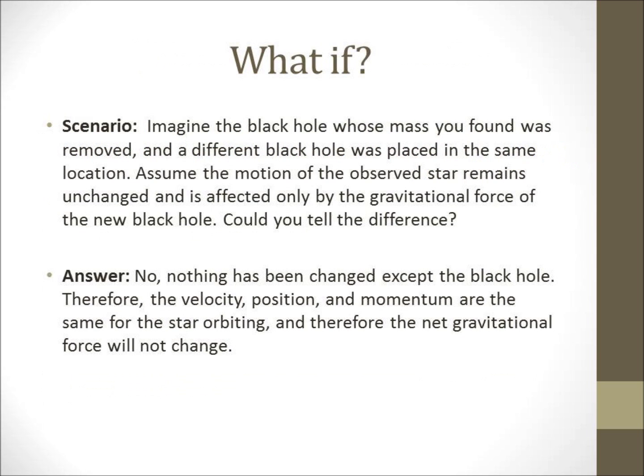Given the scenario, if a different hole was placed in the same location, assuming the motion of the star is unchanged and is only affected by the gravitational force, then no, one would not be able to tell the difference. Nothing has been changed except the black hole, and therefore the velocity, position, and momentum are the same for the star orbiting, and the net gravitational force will not change.